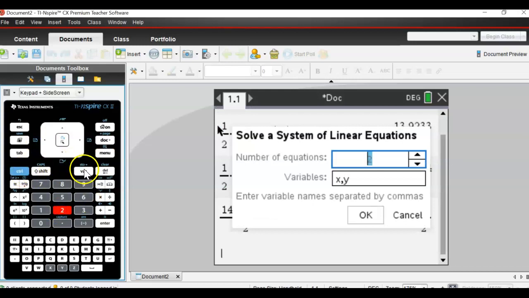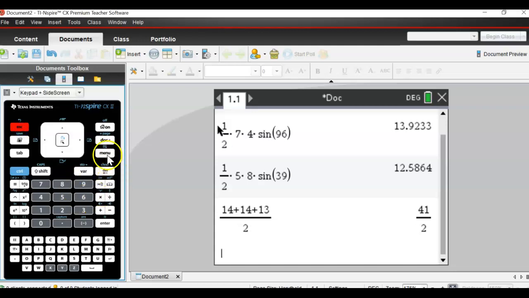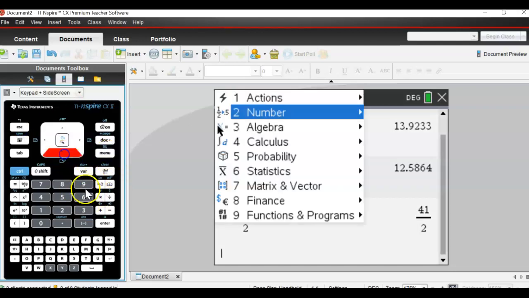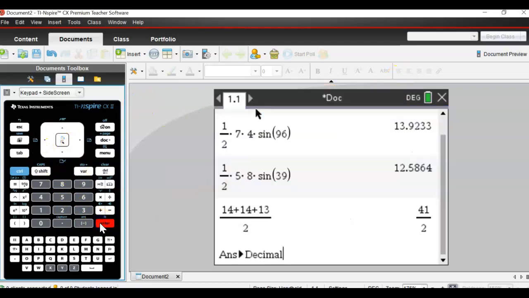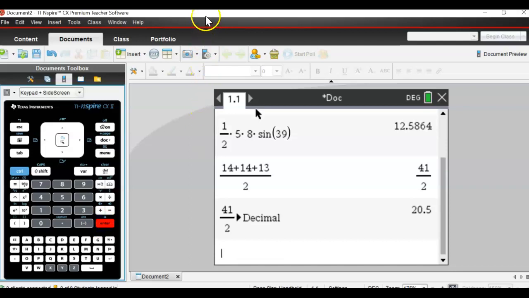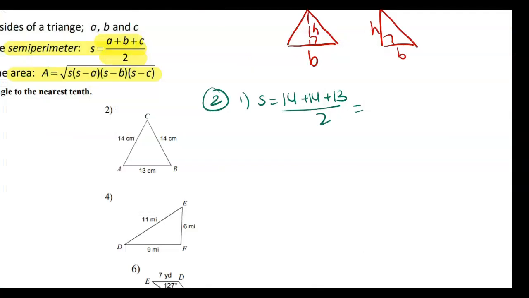Whoa, whoa, whoa, back up, back up. Escape, escape. There we go. Let's try this again. Menu. Go down to option 2. And then it says convert to decimal. That's what I want to do. So convert to decimal, which is option number 1. And that's going to make it 20.5. It's probably going to be a lot easier for you to plug this in if it's a decimal. So let's go ahead and make it 20.5.